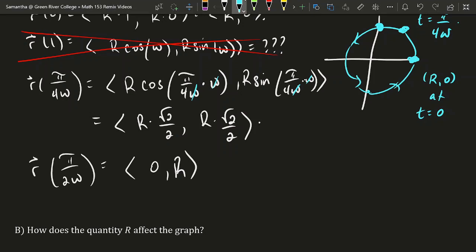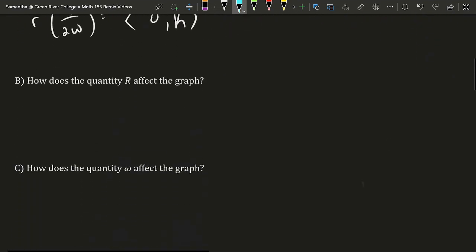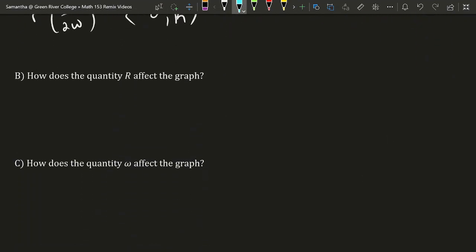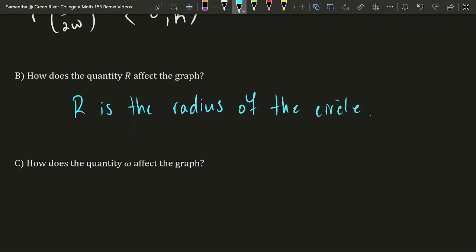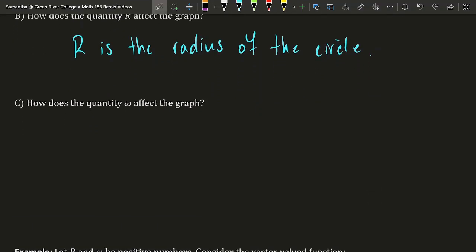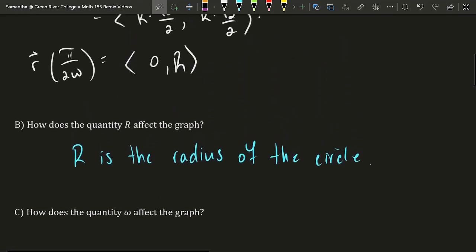So that answers our first question. How does the quantity r affect a graph? This is the radius of the circle. But more interesting perhaps is the question, how does this mysterious quantity called omega affect the graph that's formed?